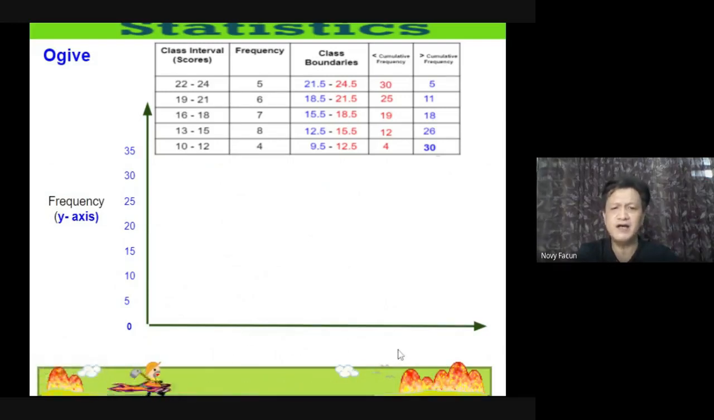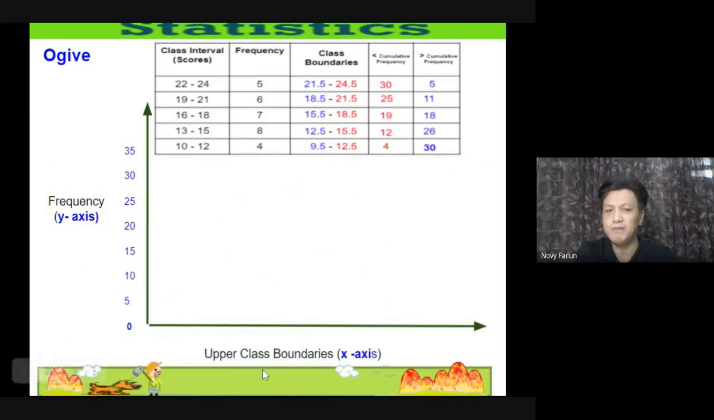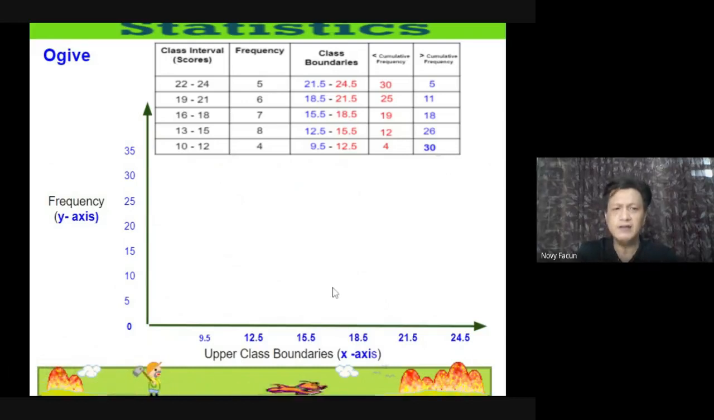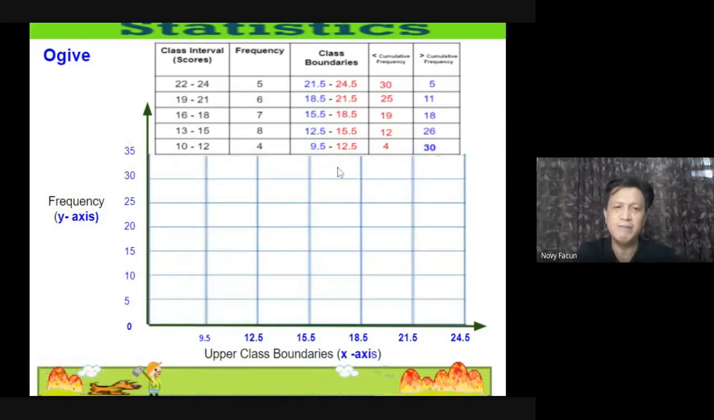And then, dito naman sa horizontal or x-axis, nandito yung tinatawag natin upper class boundaries. Ang upper class boundaries natin dyan yung naka-red dito, yung 12.5 up to 24.5. But ini-include natin yung lowest class boundary, which is 9.5. Kaya susulat natin dyan, that is 9.5. Then, kopyahin mo na yung lahat ng iyong upper class boundaries. Kaya 12.5, 15.5, 18.5 until you reach the highest, which is 24.5. And then, mag-a-add tayo ng grid para mas madali natin ma-plot.